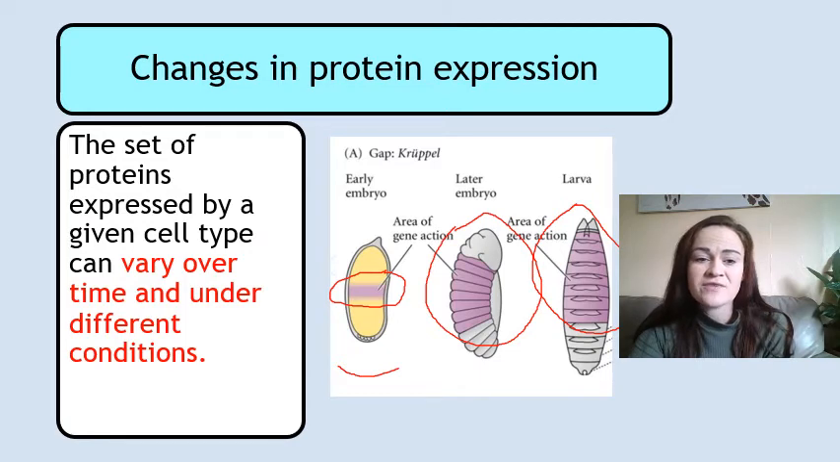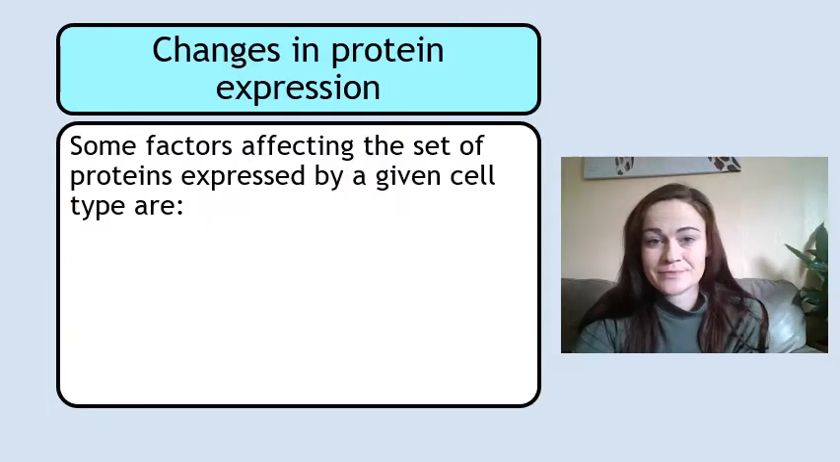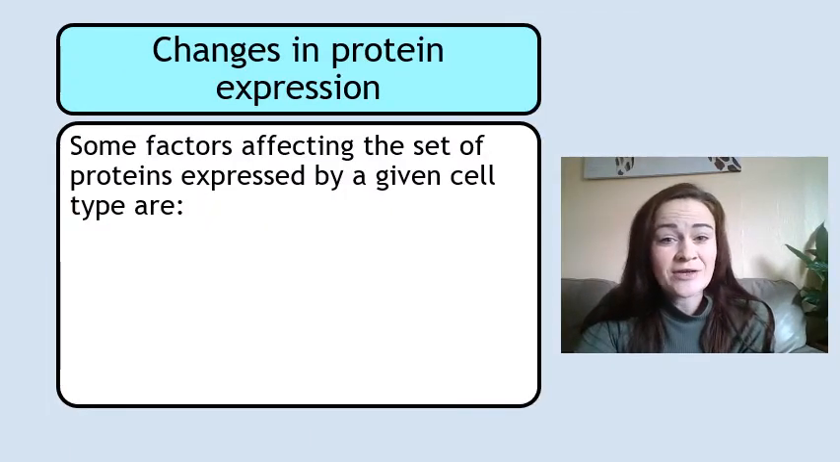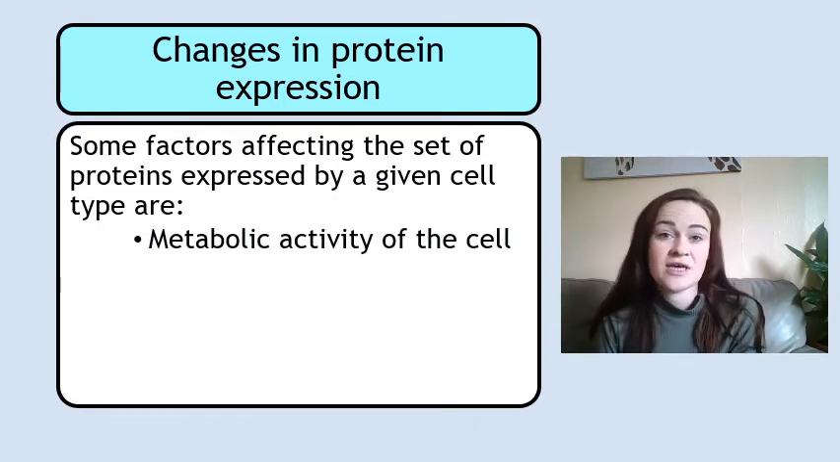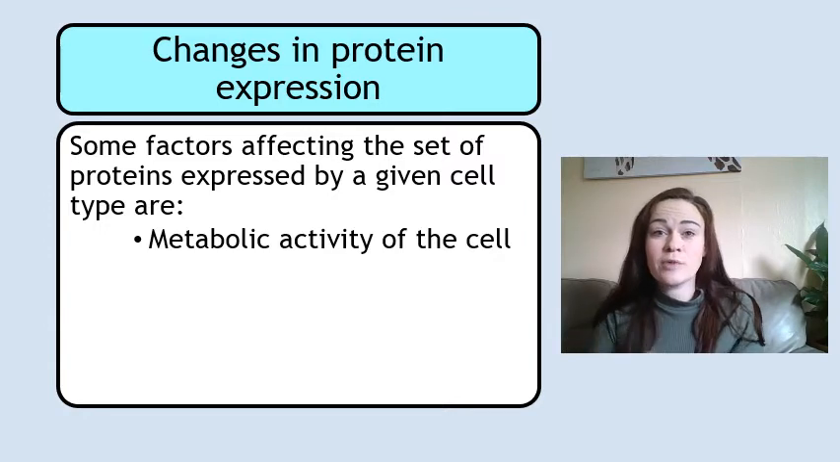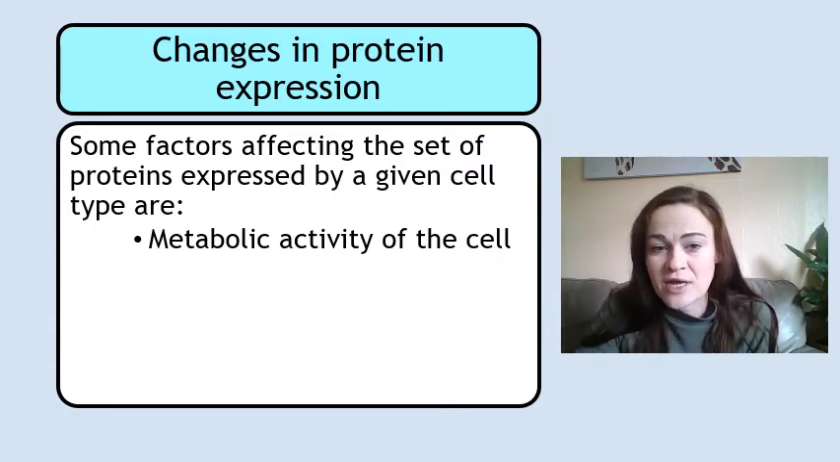We can also have the situation of protein being expressed under different conditions. Factors that are going to affect the set of proteins being expressed by a cell might be the metabolic activity of the cell. Has it got a high metabolic rate? That's going to affect what proteins are being expressed.